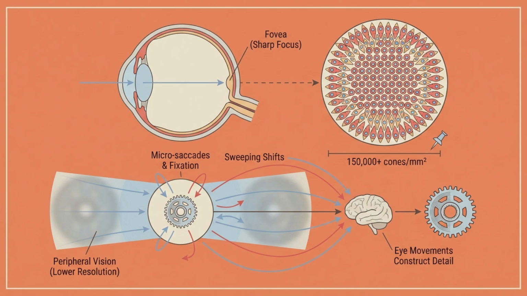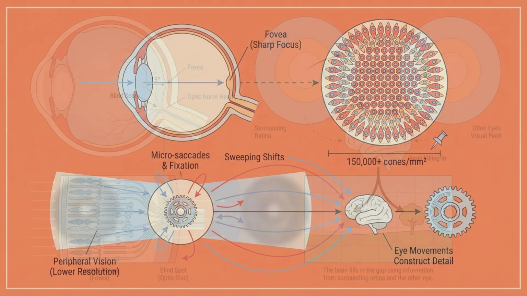The reason you do not perceive the world as a blurry ring around a sharp center is that your eyes move constantly. Microsaccades, small fixation movements, and sweeping shifts, resampling different regions and allowing the brain to construct the illusion of uniform detail.